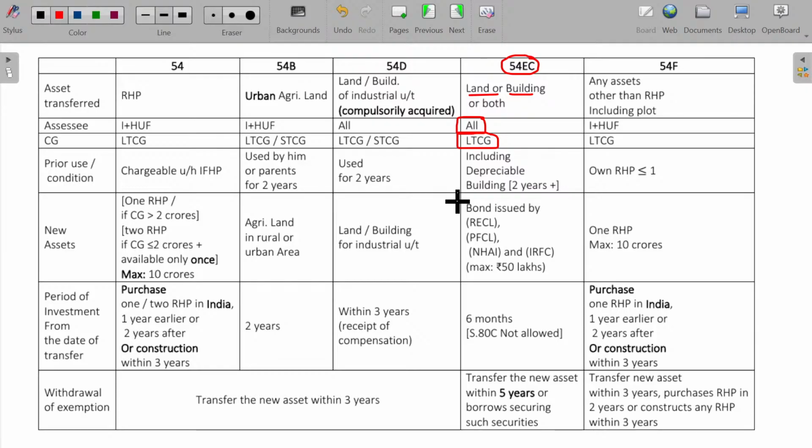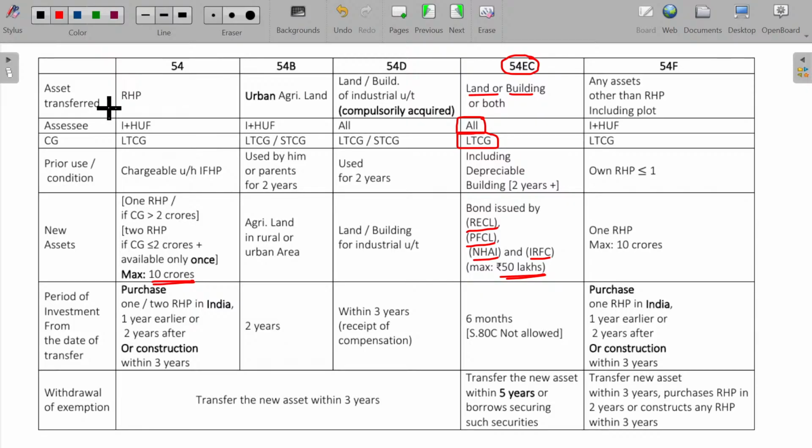Any capital gain you receive can be invested in the bonds issued by RECL, PFCL, NHAI, IRFC: Rural Electrification Corporation, Power Finance Corporation, National Highway Authority, Indian Railway Finance Corporation. So these are the 4 government PSUs. In that you can invest. The maximum deduction is only 50 lakhs. In case of section 54, the maximum is 10 crores. Similarly, in case of section 54EC, maximum 50 lakhs. Selling either the land or building, but investing in the bond, then 54EC will be applicable.